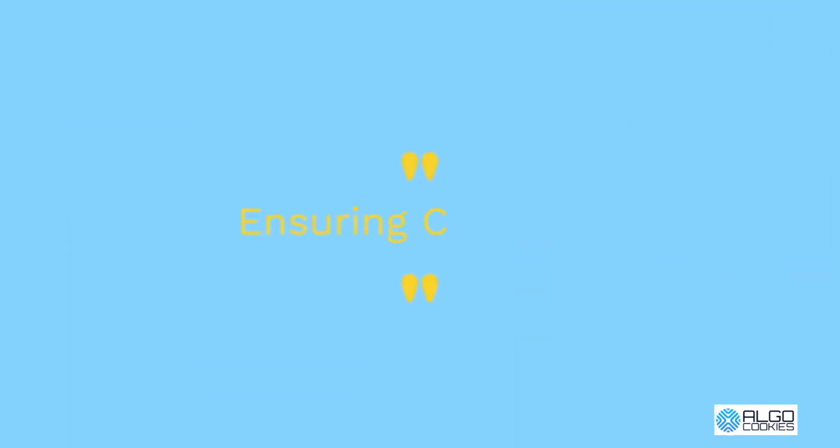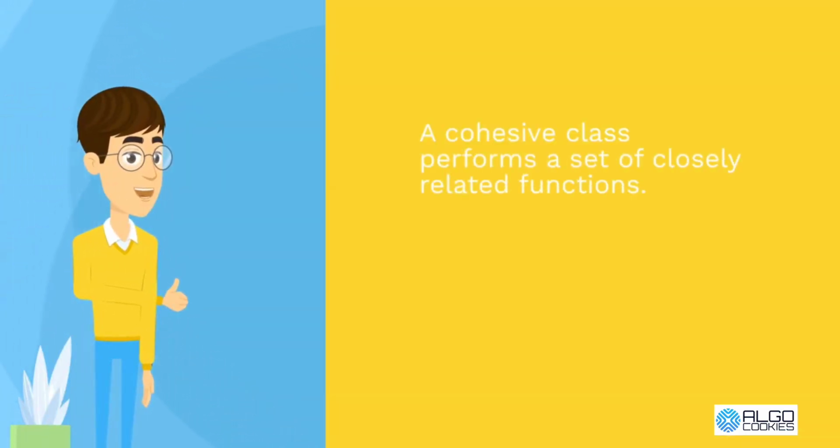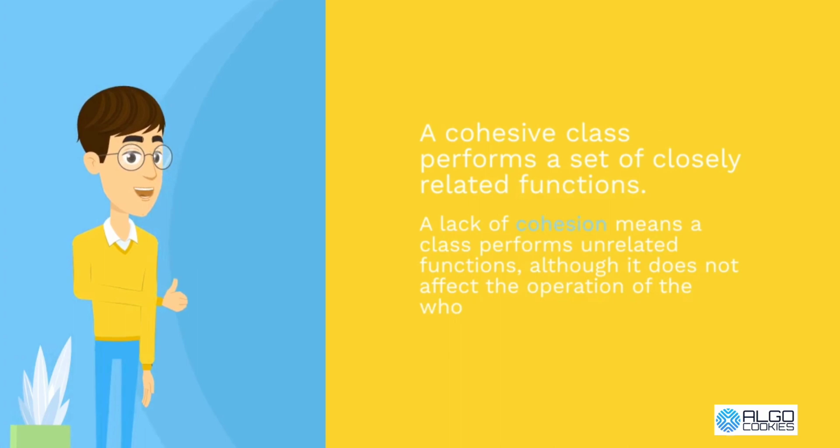Ensuring cohesion. A cohesive class performs a set of closely related functions. A lack of cohesion means a class performs unrelated functions, although it does not affect the operation of the whole system.